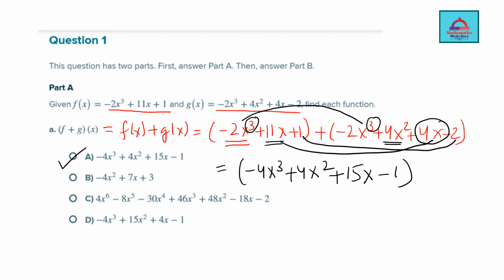So what was different in this question than the previous one? Let's analyze. We did the combination of like terms. What are like terms? Those which have the same variable part. So here it was x cube, here it was x cube. Those were like terms combined. Here it was x, here it was x. So they were like terms combined. Numbers are also combined together in a similar way.